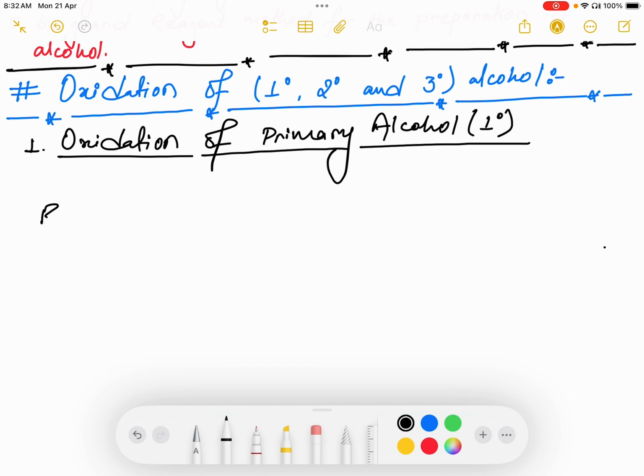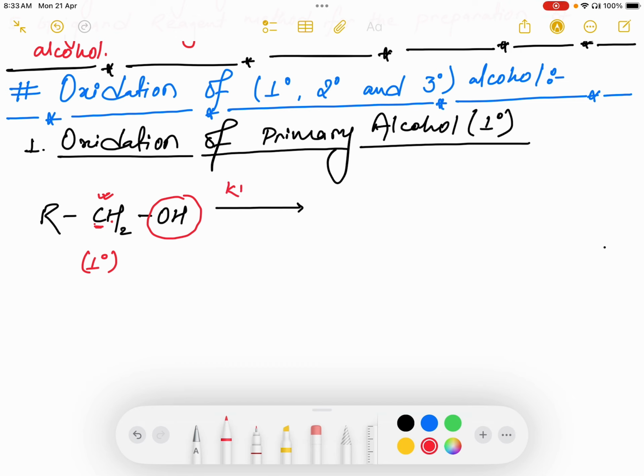Let's take an example. It is something like this, RCH2OH. You might know that if the alcohol is connected to a carbon and this carbon is connected to only one other carbon, then it is 1 degree. Especially, you need to check the connection of the carbon to which the alcohol is attached. If it is connected with only one other carbon, it is called 1 degree alcohol.